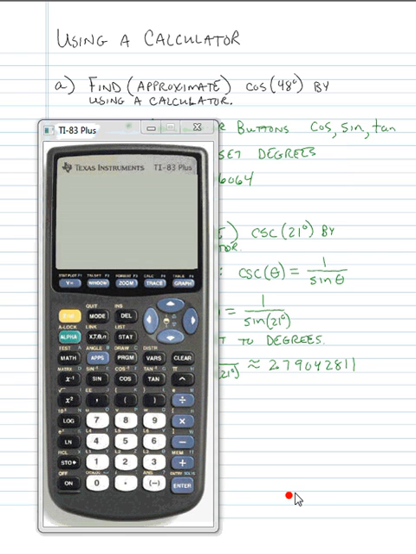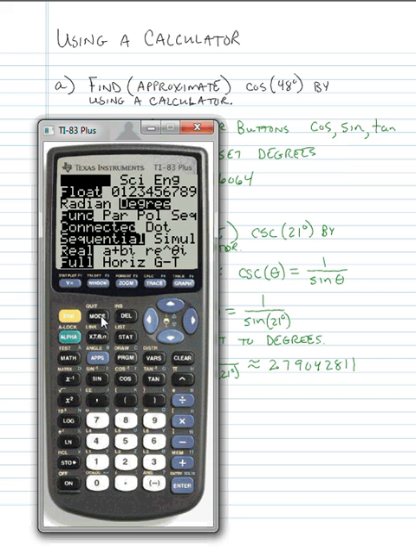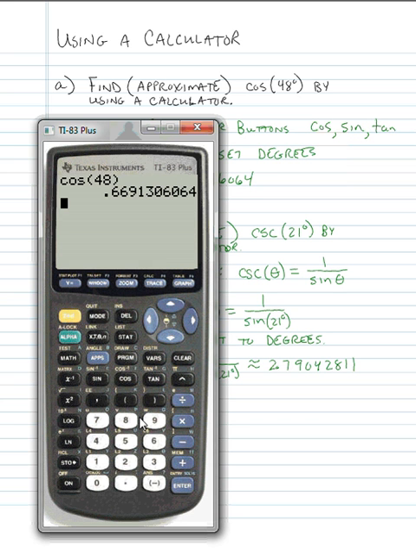Okay, so my calculator's back. Just to make sure, I'm going to check mode. Oh, I need to turn it on. Okay, now check mode. And I'm in degree mode, so that's good. That means I'm prepared to go.